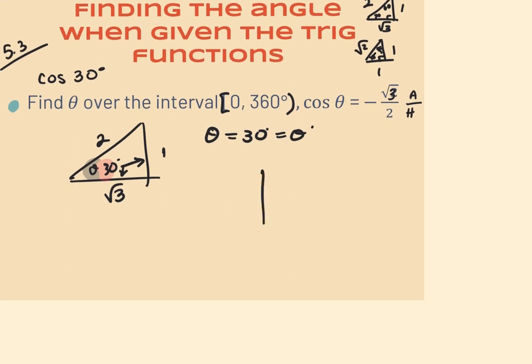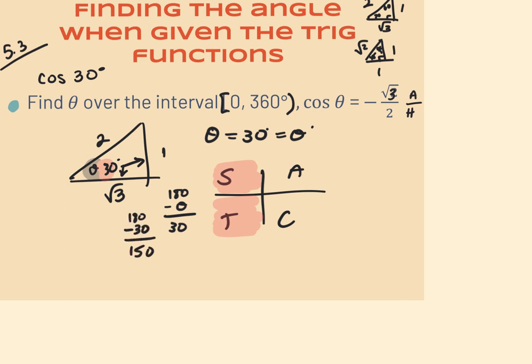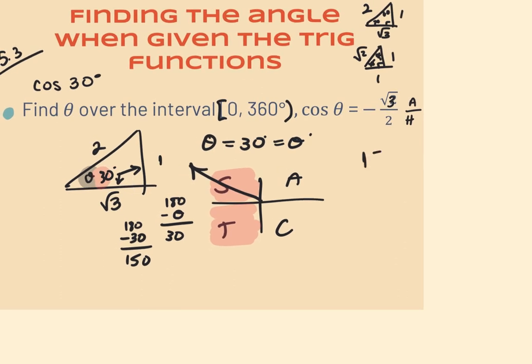Which means I now need to think about my all students take calculus and figure out which quadrant gives me a negative cosine. Which quadrant gives you a negative cosine? So that's second quadrant and third quadrant. So now I have to use my 30 degrees in the reverse way. Normally we would do 180 and we would subtract the angle from it to get 30 degrees. Now we're going to take 180 and we're going to subtract 30 from it to get the angle that would give me a 30, 60, 90 triangle in the second quadrant. So one of the answers here is 150 degrees.